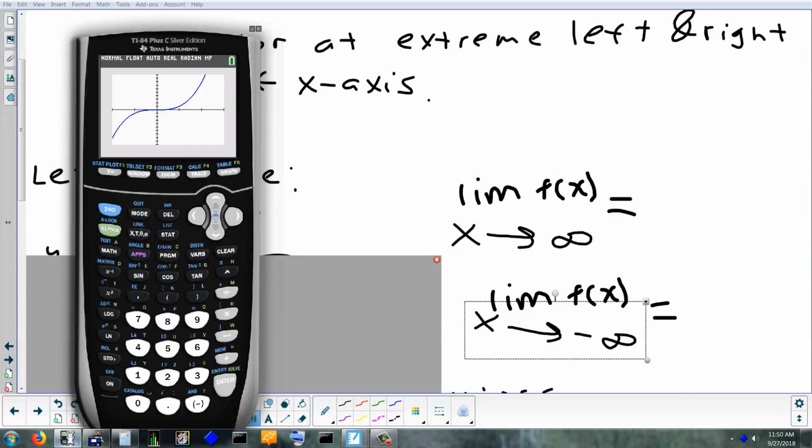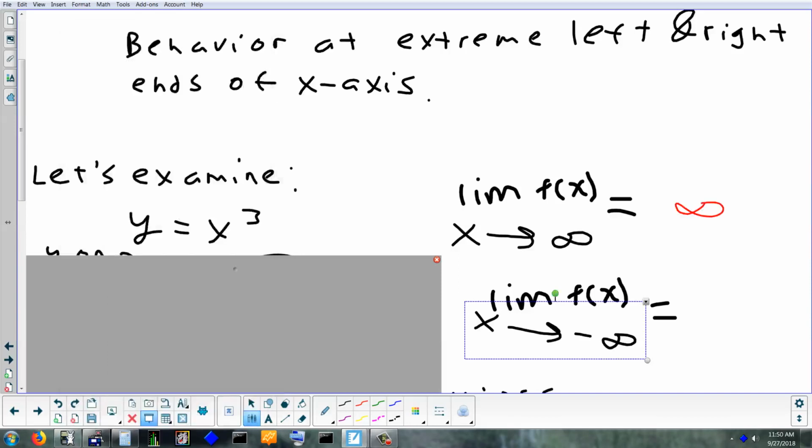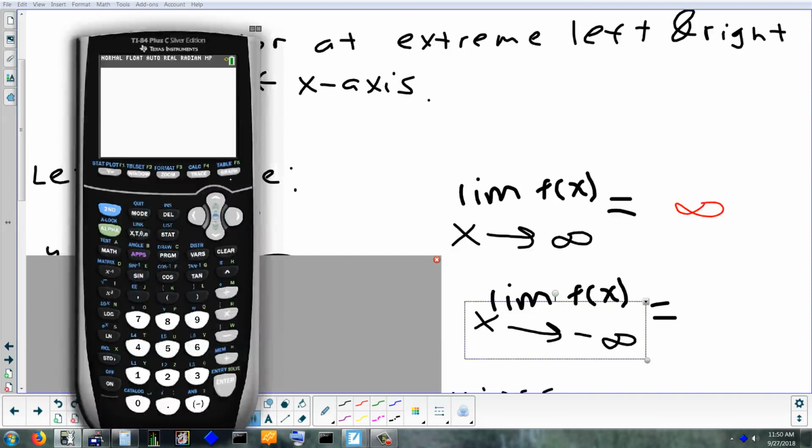Looking at that graph, as x gets bigger and bigger and bigger, what's happening to my y value? It's increasing. Increasing, and what's it approaching? Infinity. As x gets bigger and bigger, so does y. Just check the table. If x is 10, we're at 1,000. If x is 500, we're much bigger. So as x gets bigger and bigger, y keeps getting bigger and bigger.